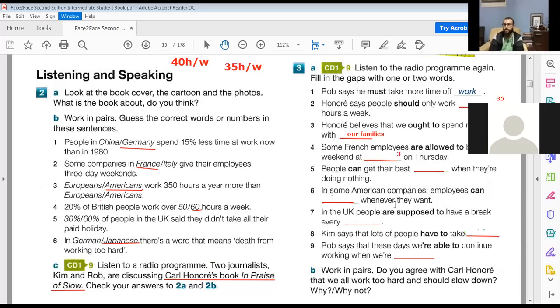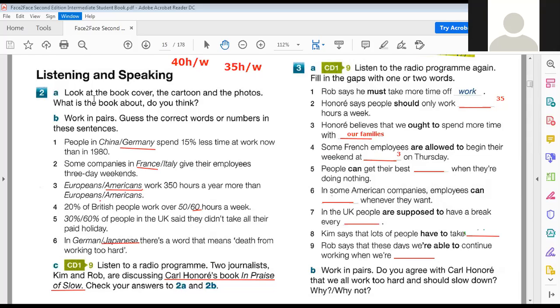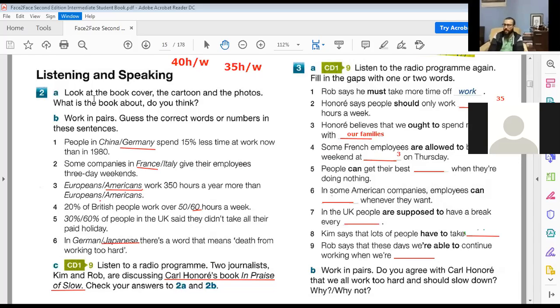Number 5: people can get their best something when they're doing nothing. I didn't remember. What do you think? What did you say, Najat? Idea. You mean ideas? Yes. Okay, maybe. Let's write it. Number 6: In some American companies, employees can something whenever. Can sleep. Sleep, maybe.